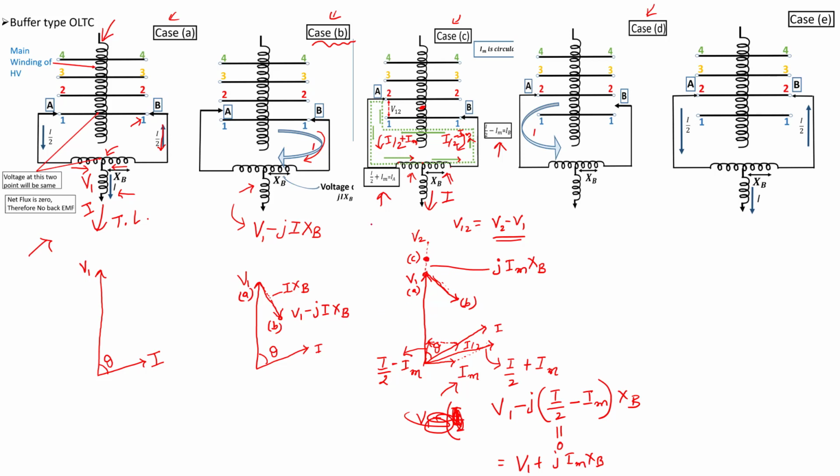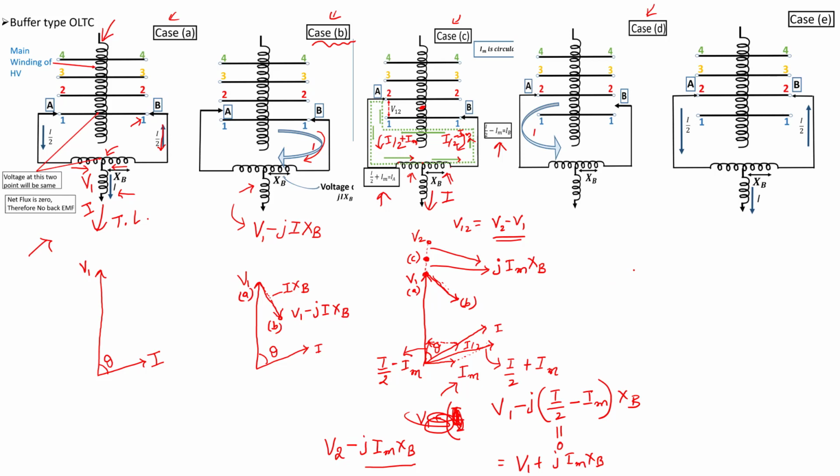Similarly, if you come from the V2 side, the same can be shown to be V2 minus j Im Xb. So between V1 and V2, you are exactly at the middle. So this is Im Xb at the top also, Im Xb at the bottom also. So this is position 2, V2, this is position 1, V1, and this is position C, exactly on the midpoint of these two. So this is how the phasor diagram will be.